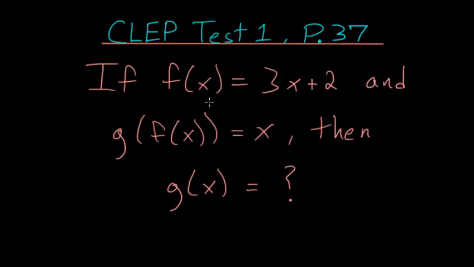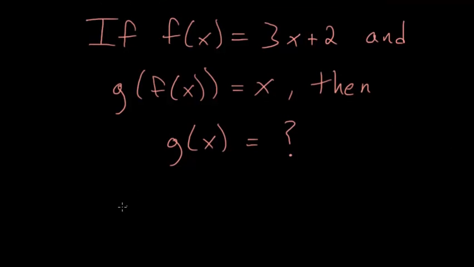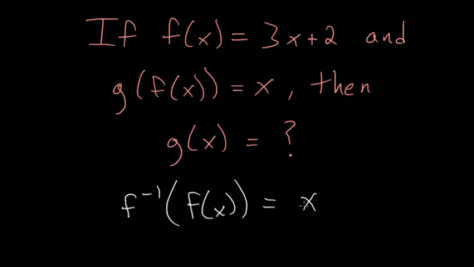If f of x is equal to 3x plus 2 and g of f of x is equal to x, then what is g of x? And this problem relies on a knowledge of inverse functions. Since it's a true statement that if we plug the function f of x into its inverse function, then we would just get out the value of x.